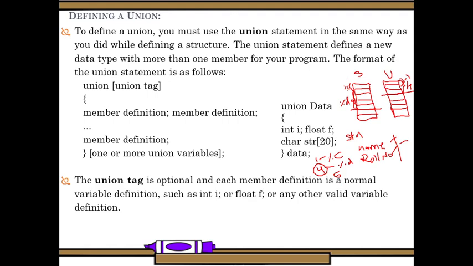In a structure, each member uses different memory. That's why if you make any change to one member, it cannot affect the other member. Whereas in a union, they share the memory. That's why if you change any one of the members, it will affect the second member. Okay, so I hope you understood.